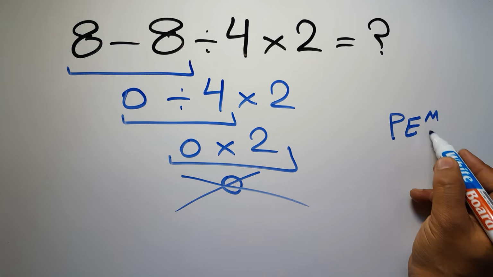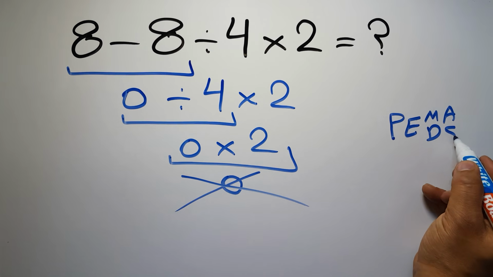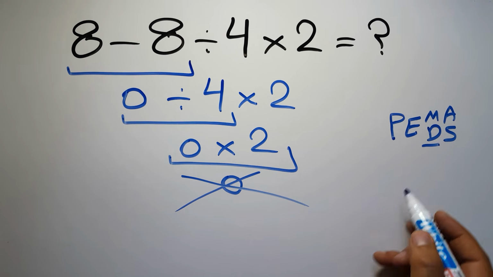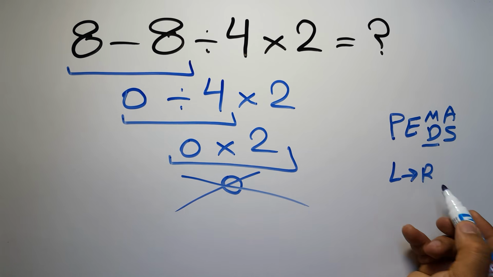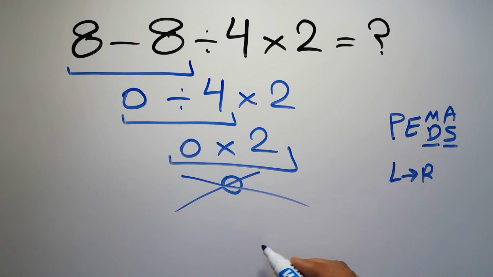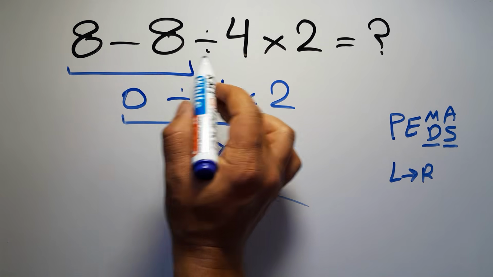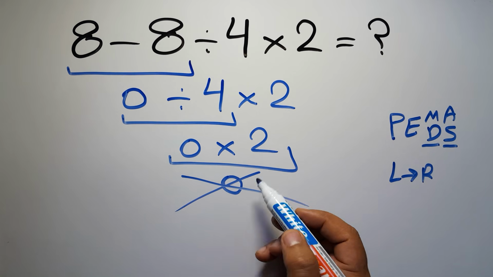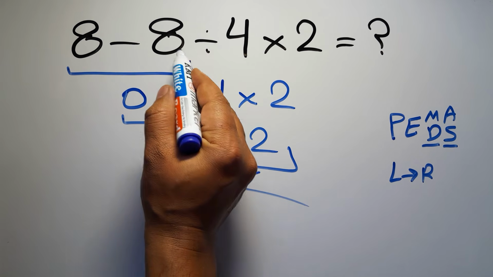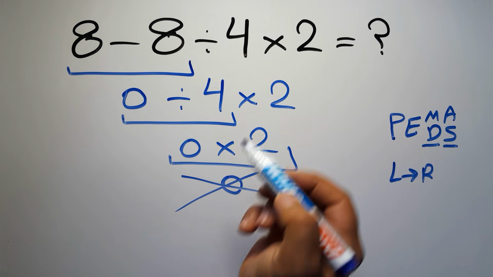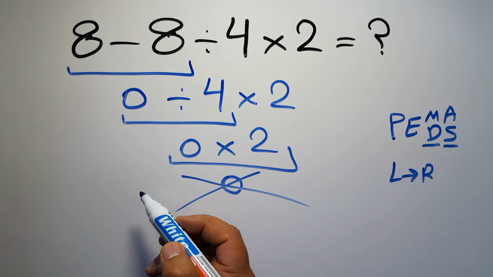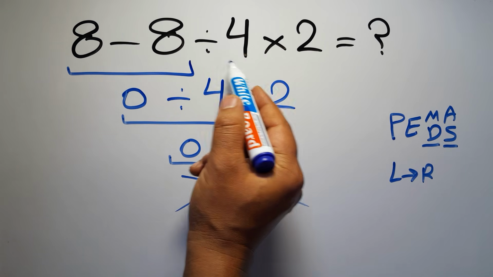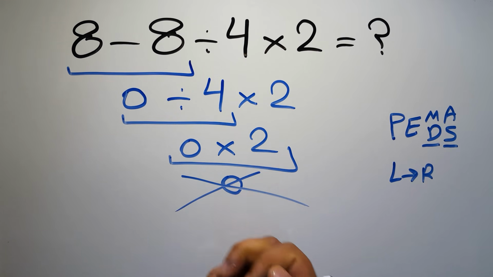exponents, then multiplication or division, and finally addition or subtraction. Remember that multiplication and division have equal priority, and we have to work from left to right. And the same applies to addition and subtraction. In this expression, we have one subtraction, one division, and one multiplication. According to the PEMDAS, first we have to do this division, then this multiplication, and finally this subtraction. If we do this subtraction before this division or this multiplication, it is wrong.